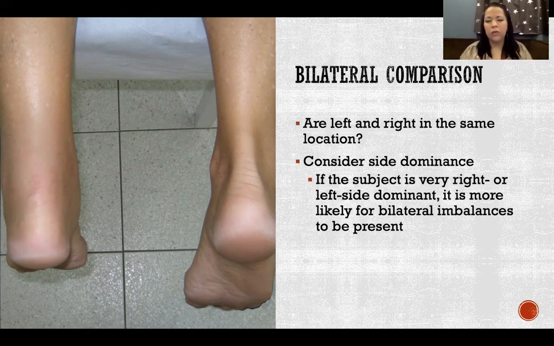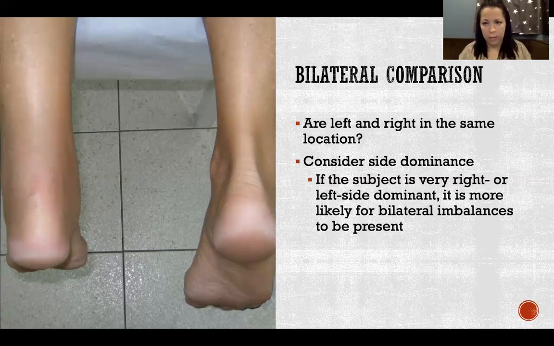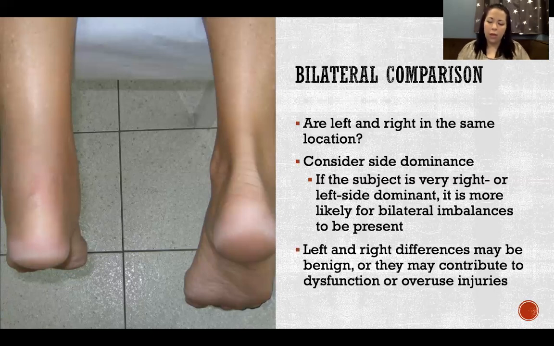Consider side dominance, because if someone is very left or right dominant, they're going to have some asymmetries, even if they have no dysfunctions and everything is healthy and working properly. Someone who's very dominant in one side is absolutely going to have bilateral imbalances, and it won't necessarily hurt them or be a problem, but you will absolutely observe those in someone who's very dominant. Someone who's less dominant will have less of those imbalances and will be a little bit more equal side to side. Left and right differences might be totally benign. Again, someone might just be very side dominant, or in a sport, very side dominant in that sport. Like in softball players or in different sports where you're doing certain actions in one direction all the time and never doing it to the other side, there'll be a significant imbalance left to right, but that may or may not be a problem.